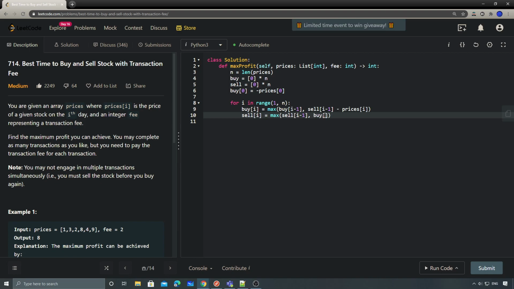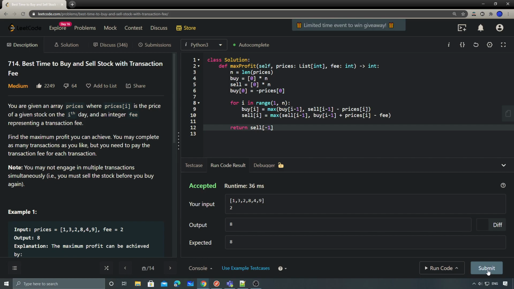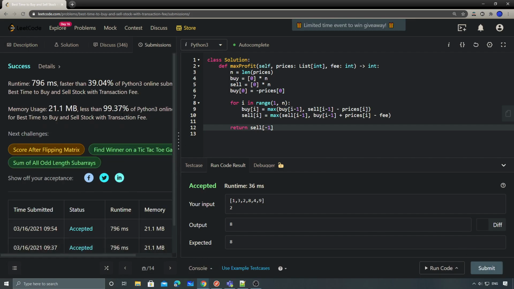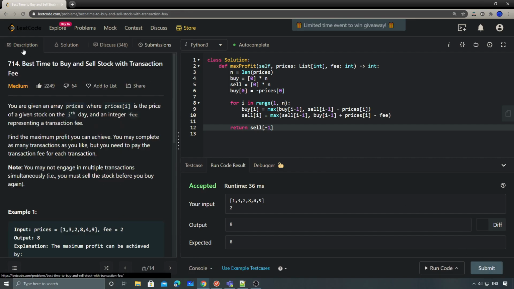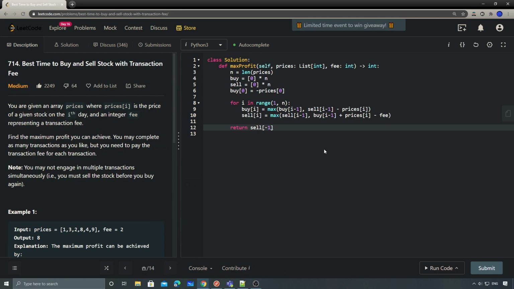But if we decide to sell at the current day, then we have to buy beforehand, which is buy I minus 1, plus the price of I, right? Since we sell at the current day, the only difference is that we have to subtract the fee here. And then in the end, we just return sell minus 1, right? So if I run the code, accept it, right? Yep, cool.